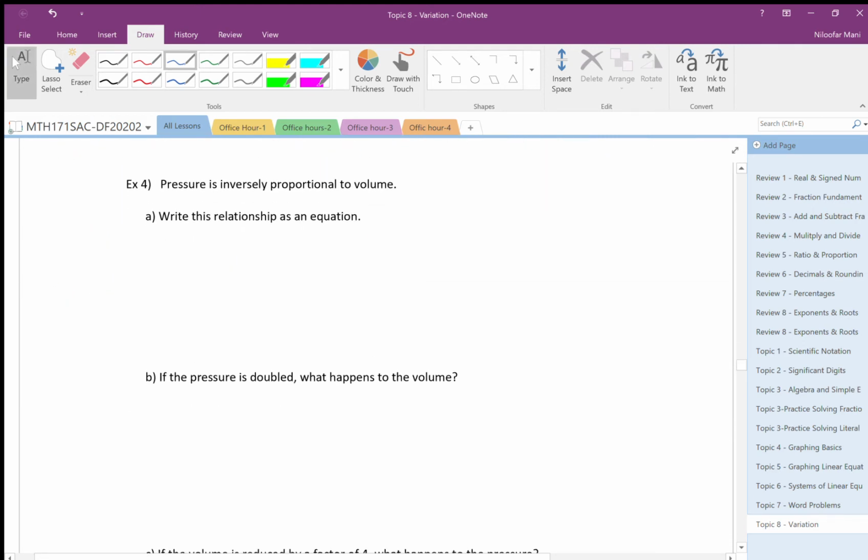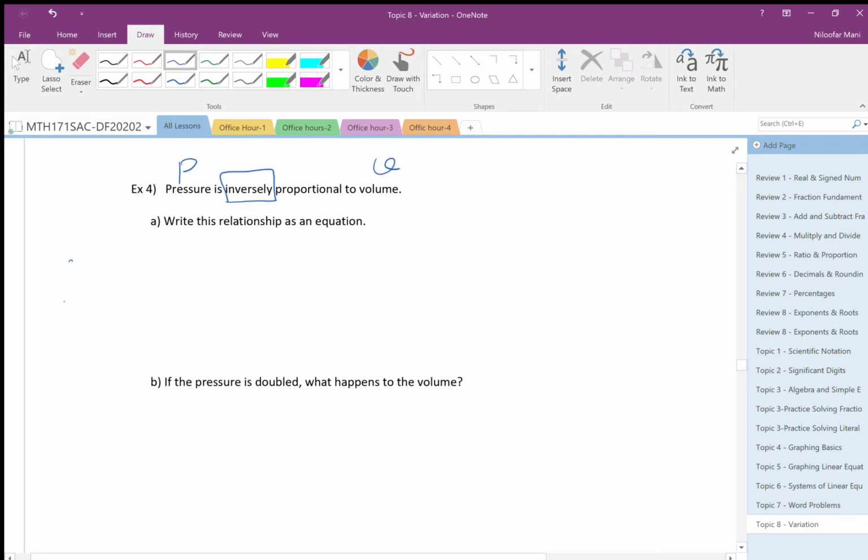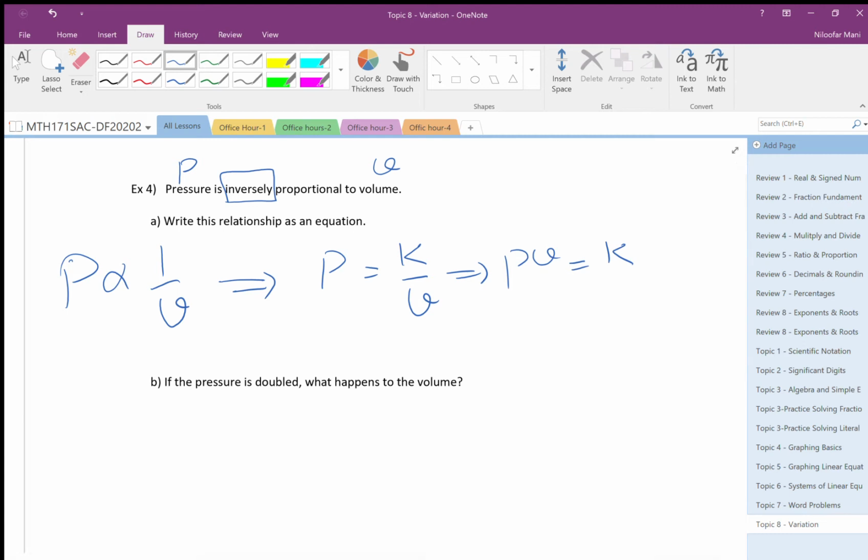So pressure is inversely proportional to volume. Pressure P, be careful, inversely proportional to volume. So P is proportional to 1 over V. Now I want you to write the equation P equals K over V. PV is K when I solve for K. This is always like that. So now, if the pressure doubles, what is the volume?